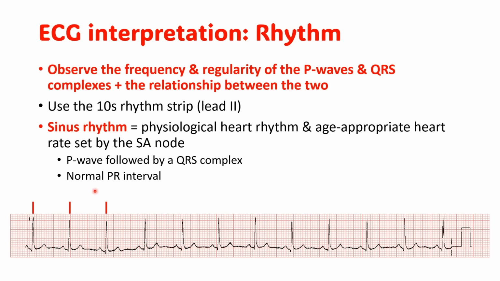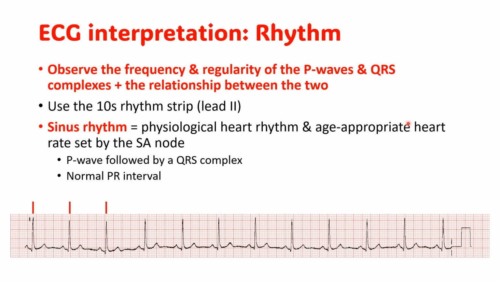PR intervals can be prolonged in people such as athletes. They might have an aspect of first degree heart block, but typically there'll be a normal PR interval. The P waves will also be positive in leads 2, 3, and AVF, negative in AVR, and it's important to keep an eye out for any P wave abnormalities, whether that's a change in the width, the morphology, or the height of the P waves.